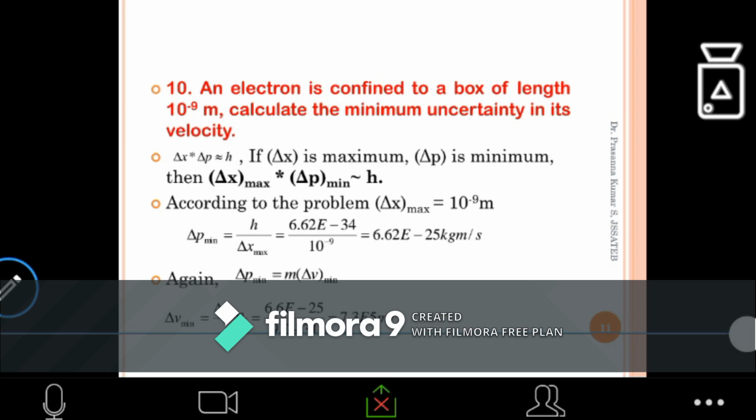Now we require delta v. Therefore, delta p minimum is equal to m into delta v minimum. Therefore, delta v minimum is equal to delta p minimum by m. You divide by the mass of the electron. So 6.6 into 10 to the minus 25, which you already calculated above, divided by the mass of the electron, 9.1 into 10 to the minus 31. If you do this, you will get delta v minimum equal to 7.3 into 10 to the power 5 meter per second. You will get this value ultimately.